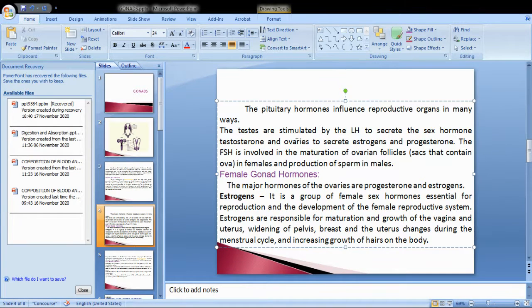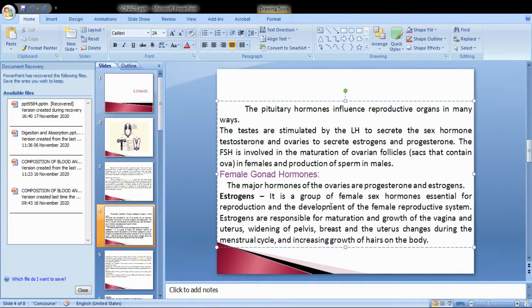The major hormones of the ovaries are, as we discussed earlier, progesterone and estrogens. We all know about these. Estrogens are a group of female sex hormones essential for both reproduction and development of the female reproductive system.